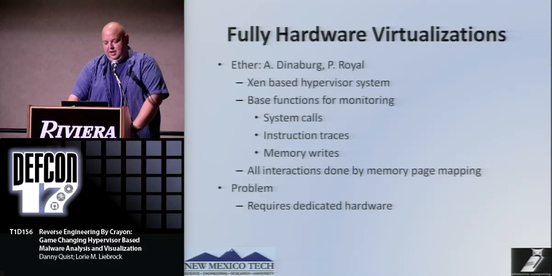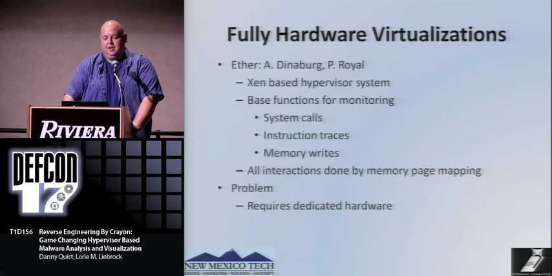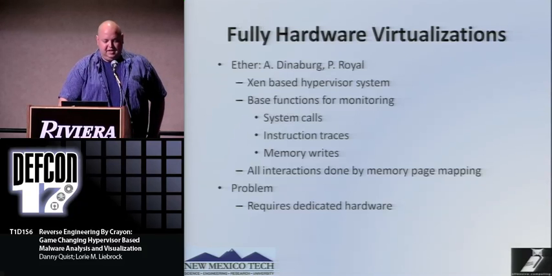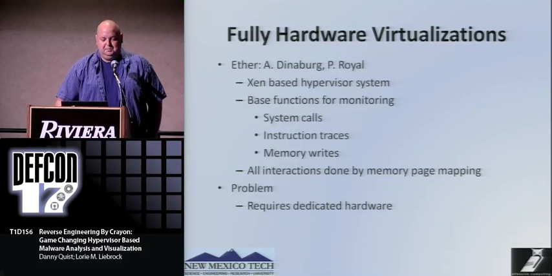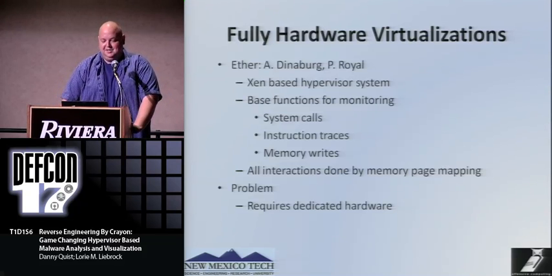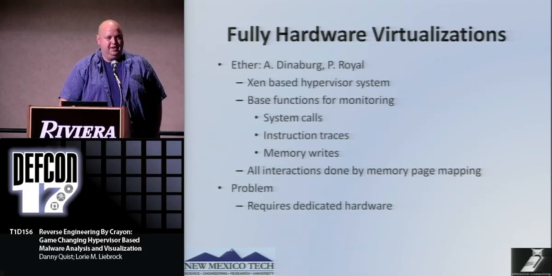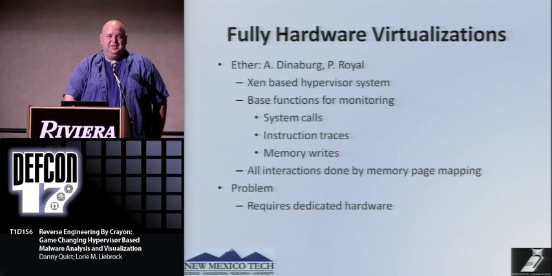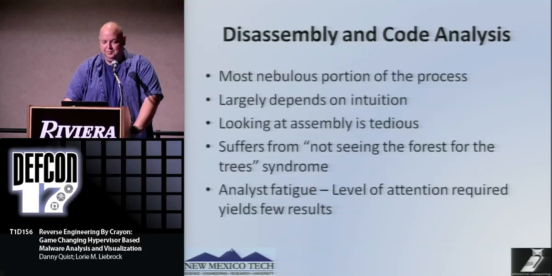Okay, so now we get into the awesome. There's a fully hardware virtualization monitoring system called Ether. It was built by Artem Dinaburg and Paul Royal from Georgia Tech. This is a Xen-based hypervisor system. Ether monitors system calls, instruction traces, memory writes, and basically all the interaction with the OS is done via the shadow page table inside of the Xen hypervisor. The problem, which isn't really a problem, is that it requires dedicated hardware, but what it buys you is an actual VM environment that you can use to restore a lot of this too. So it's actually very flexible.